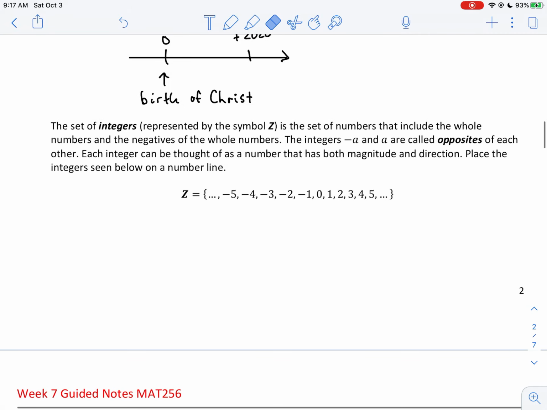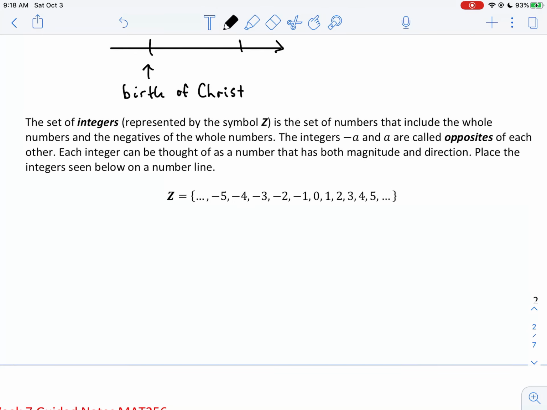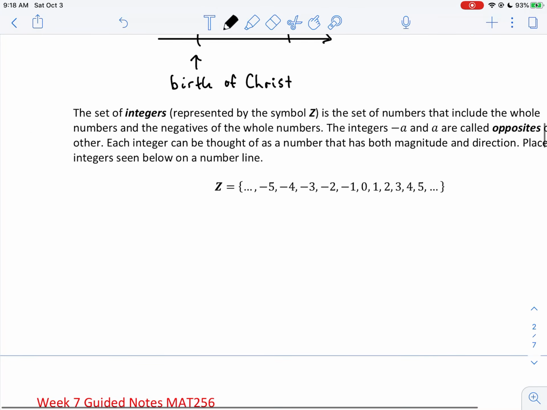The integers negative a and a are called opposites of each other, and each integer can be thought of as a number that has both magnitude and direction. All right, so I don't want to say too much here. Let's go back to what a whole number is. If you recall, the whole numbers, let me write that over here, were a bold W, or you can do a W with a double bar like that. The whole numbers were 0, 1, 2, 3, etc.